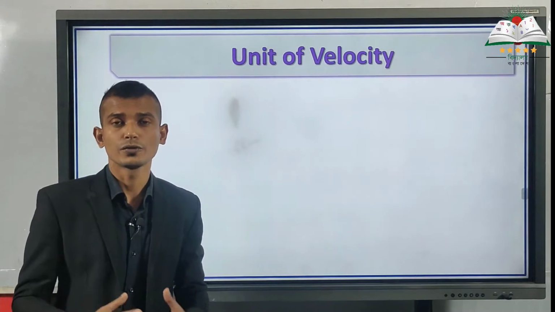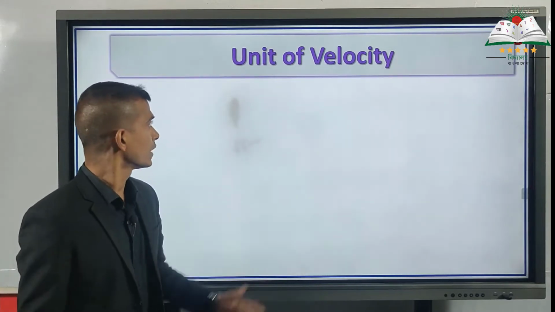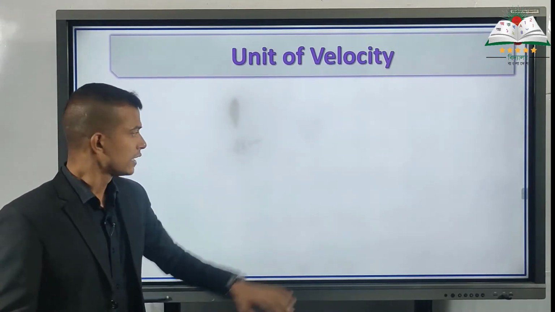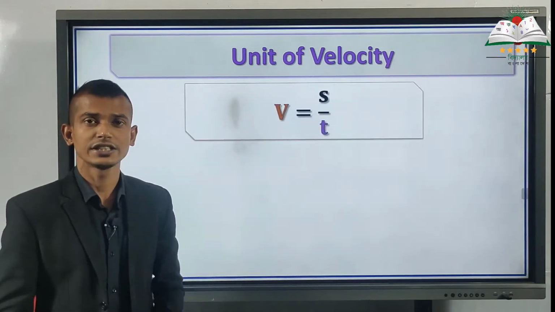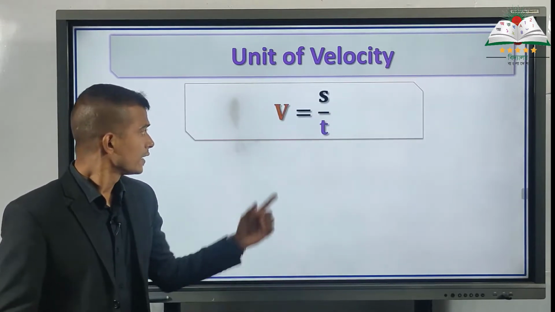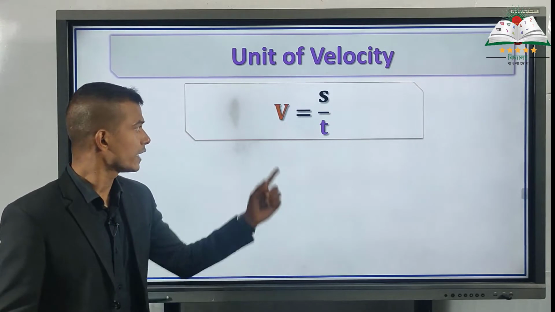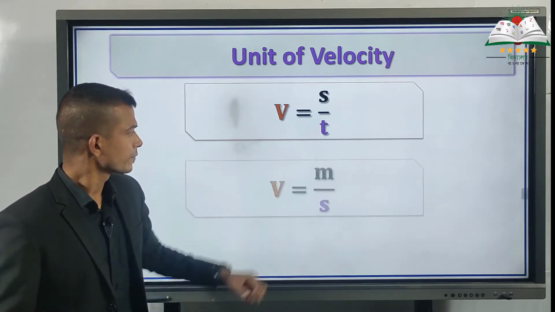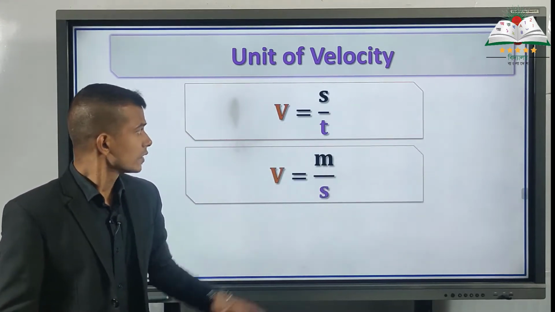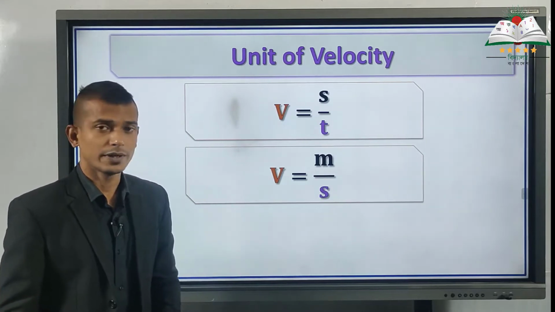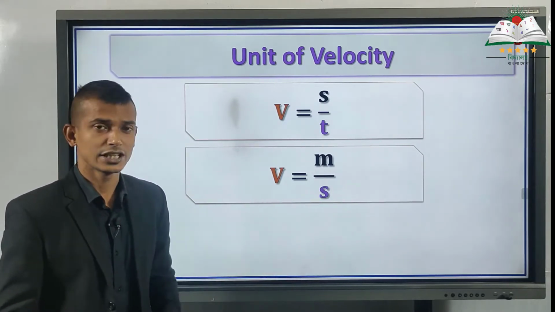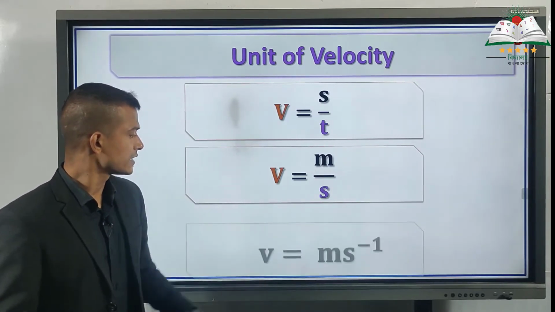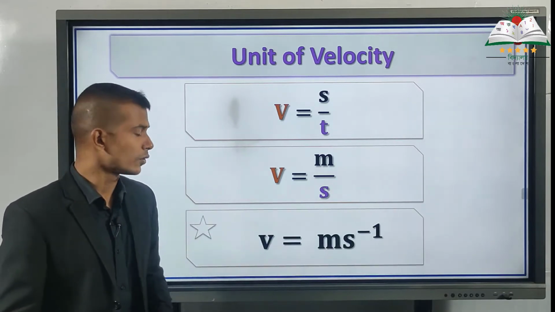Now, I am going to start from the basics. The first one is the unit of velocity. As you know, velocity is defined as displacement per unit time. So, we can write v equals s by t. s has a unit of m and t has a unit of s, so it has a unit of meter per second. You all know that, it's easy.